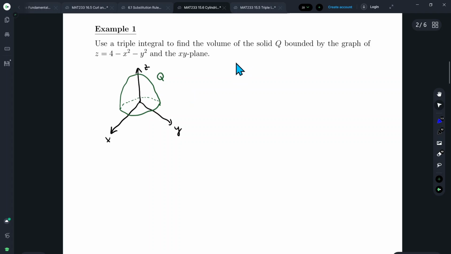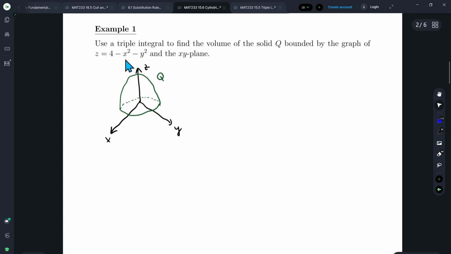So basically the solid Q being described here is sketched in this diagram here, right? So again, it's an upside down paraboloid where the vertex is located here. It opens downward and it's capped at the bottom with this disk in the xy plane. Okay, so before we set up the integral, we need to describe this region in cylindrical coordinates.